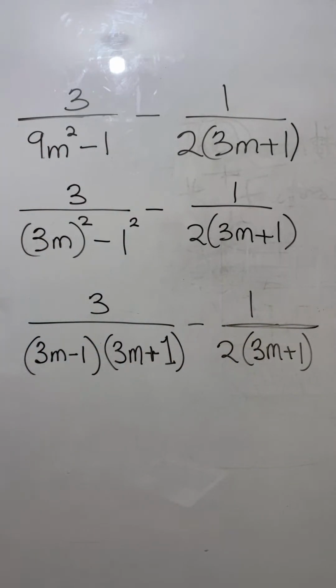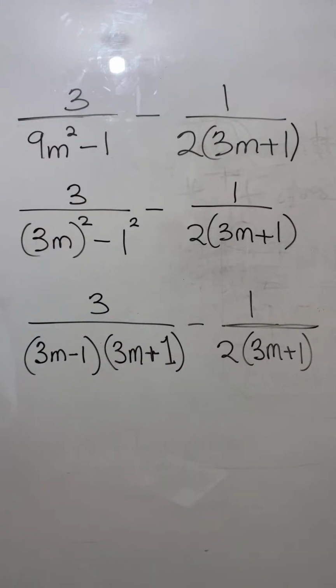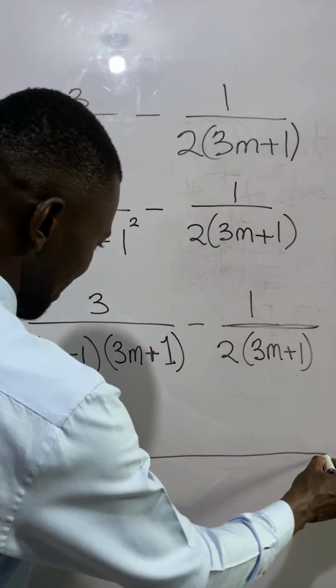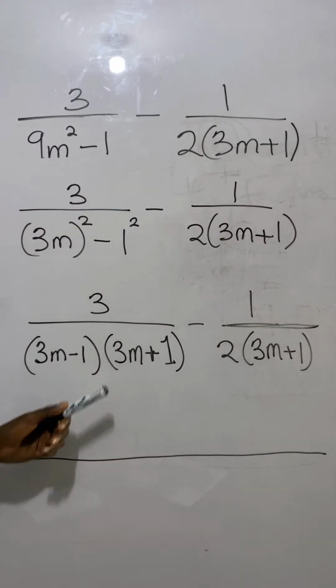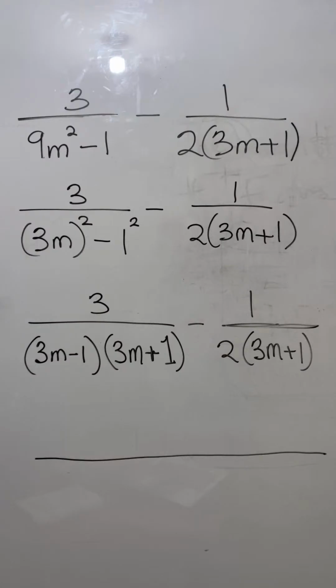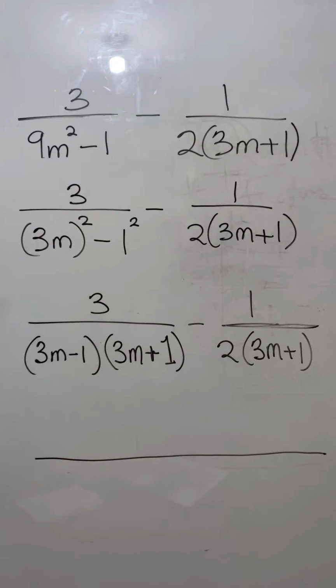So we have that handled. Now let's find the LCM, the least common multiple of the denominators. This is where it becomes a little difficult for some students, because we have algebra as the denominator and we have to find the LCM of this algebra. It doesn't come intuitive to most students.